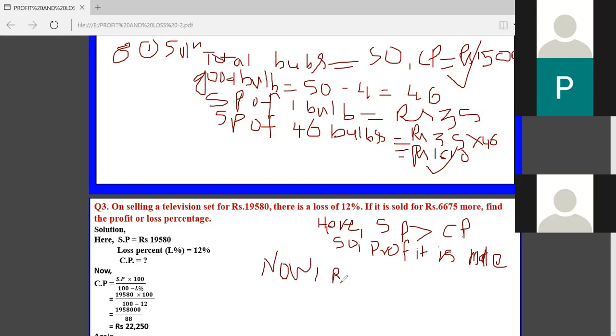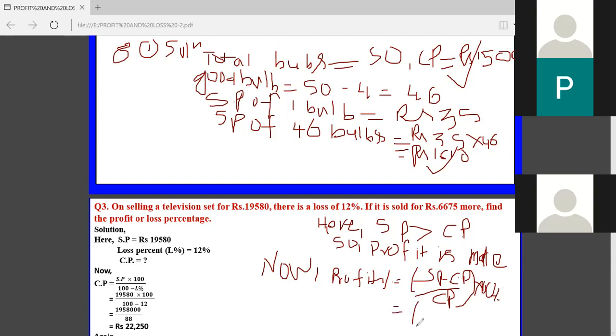Now profit percent equals, what will be the formula? Profit percent equals SP minus CP, by CP, into 100 percentage. Okay, 100 percentage right there. Now let's put the value.